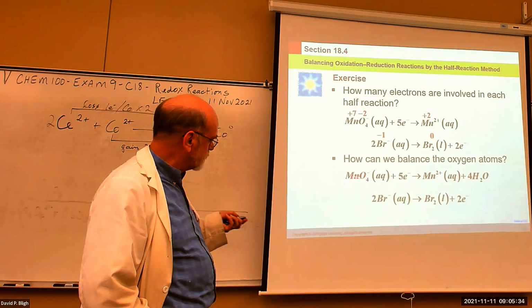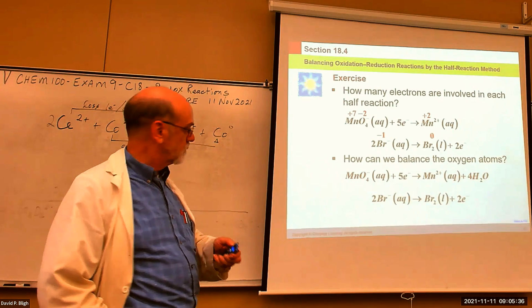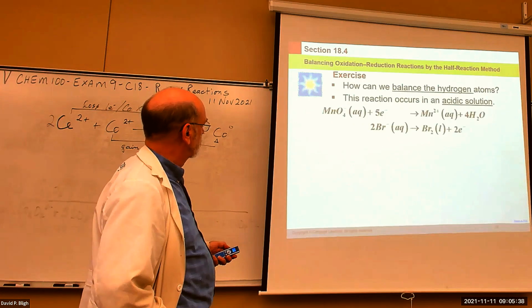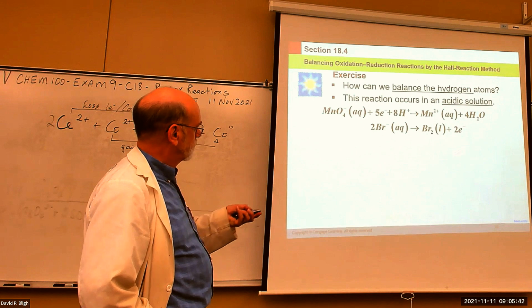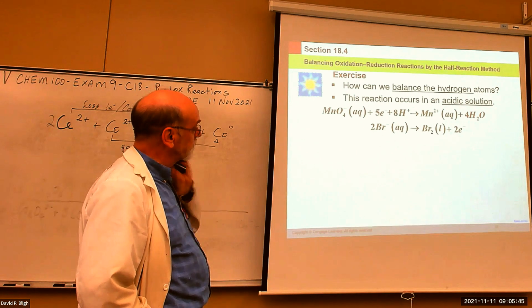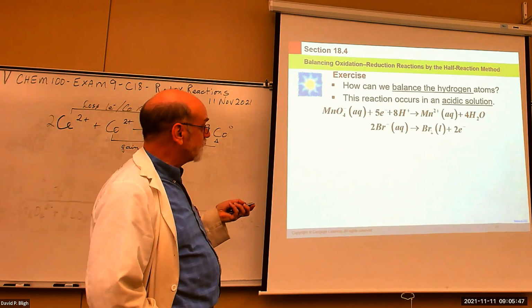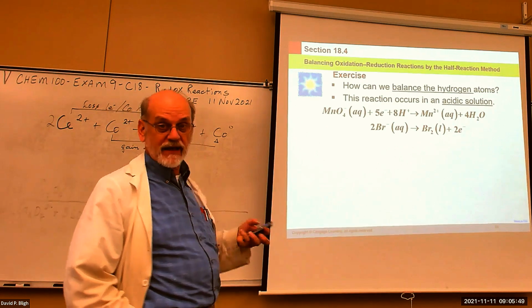Now we need 4 hydrogens on this side as protons. And here they are. 8 hydrogens to balance those 8. Okay. We didn't have to do anything with this one except to balance the electrons.